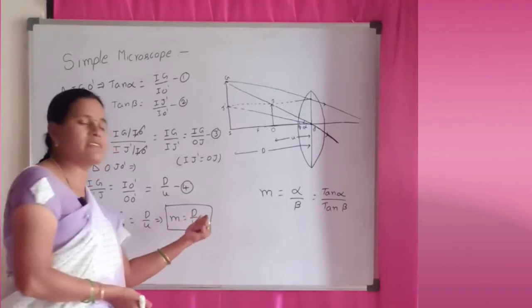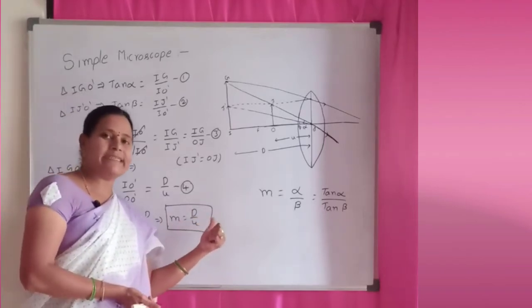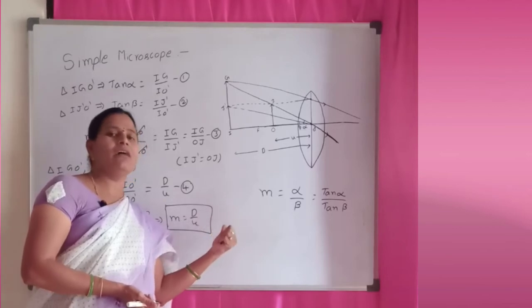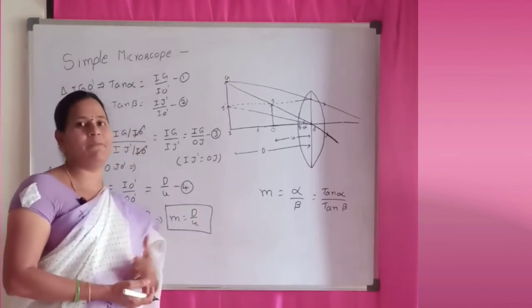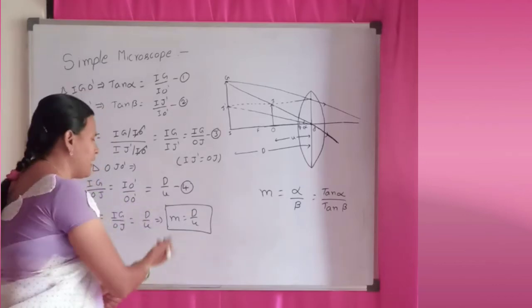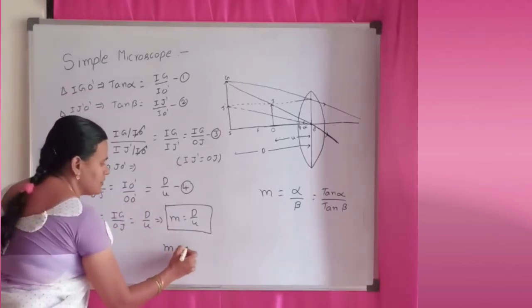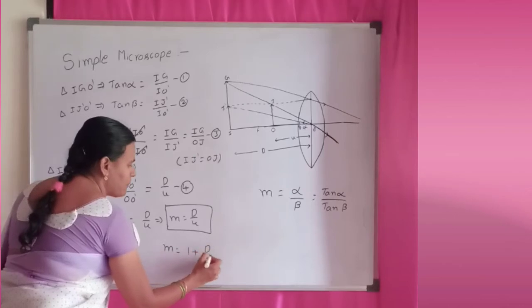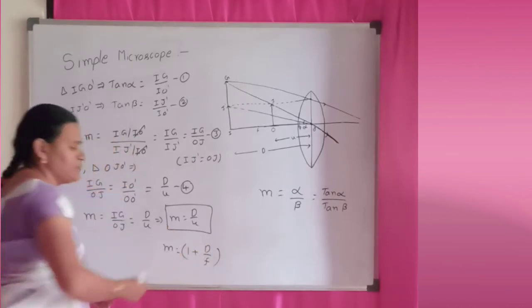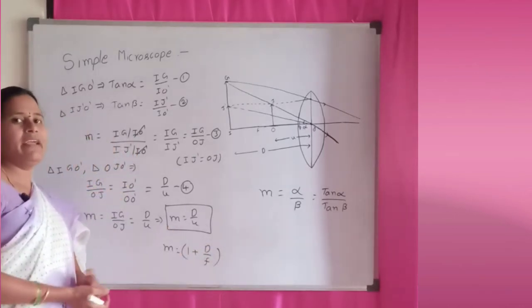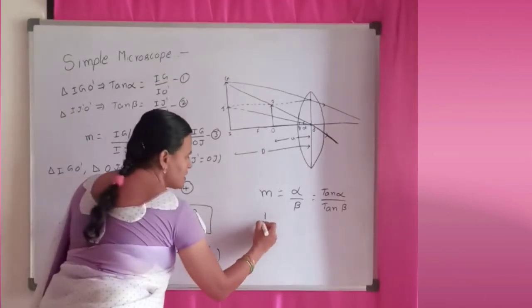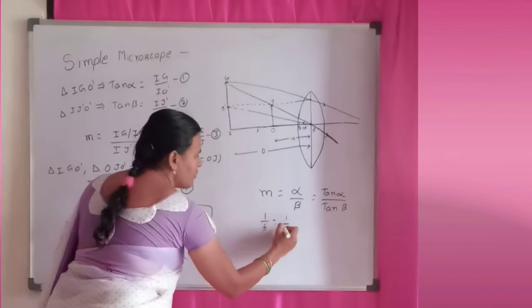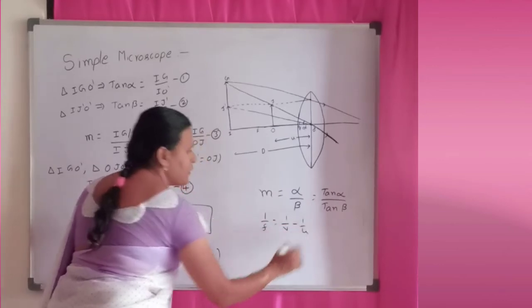So what is this? The ratio of the distance of the image to the distance of the object. Simply, we can find it easily in the simple microscope. And here this formula is also written as 1 plus D by F. Why do we have to write this one? We know the lens formula: 1 by F is equal to 1 by V minus 1 by U.